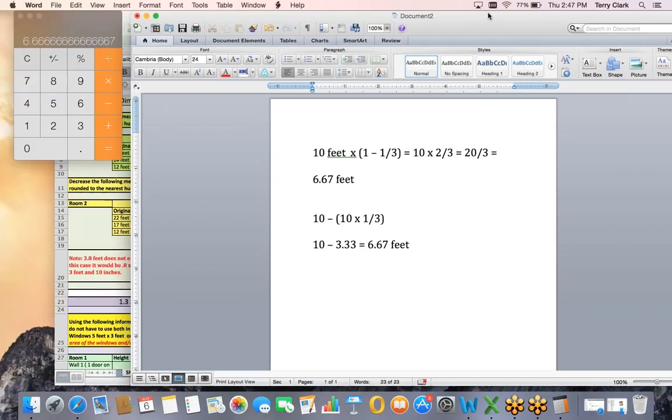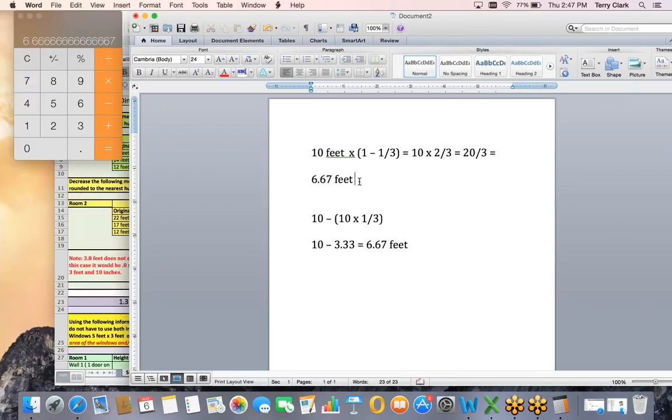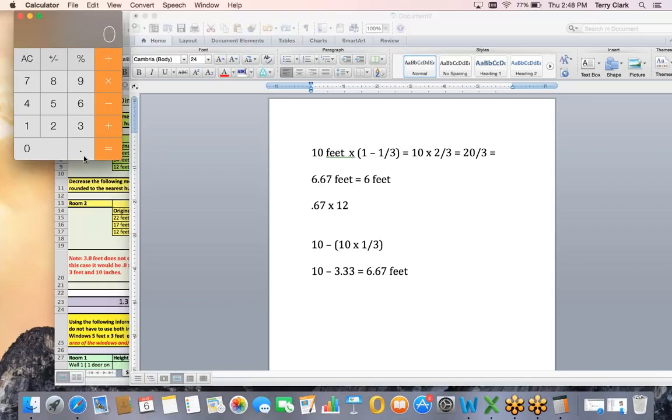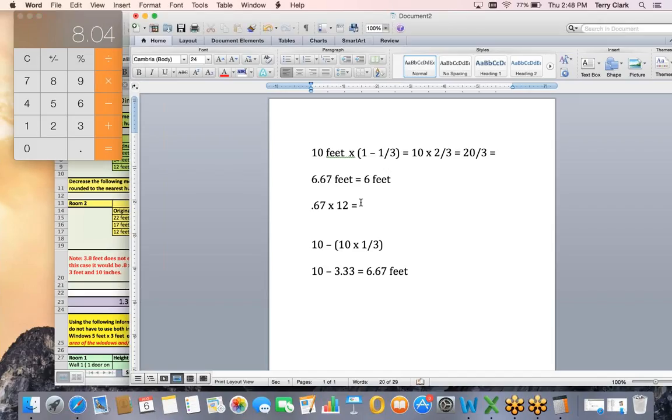Now, from here, we're going to go ahead and convert. We'll end up with 6 feet, and then we're going to take the 0.67 and multiply it by 12, and that's going to give us 8.04. So in the end, you got 6 feet and 8 inches.